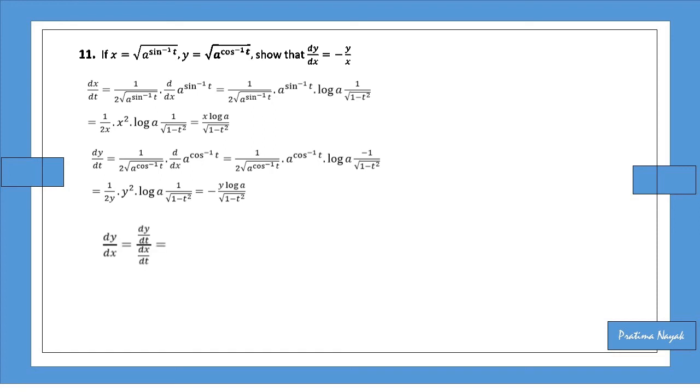So next I'll get dy by dx, dy by dt upon dx by dt. So it will be minus y log a by under root 1 minus t square upon x log a by under root 1 minus t square. So you can cancel it. Log a cancelled. What is remained? It will be just minus y upon x. So this is the answer of your 11.